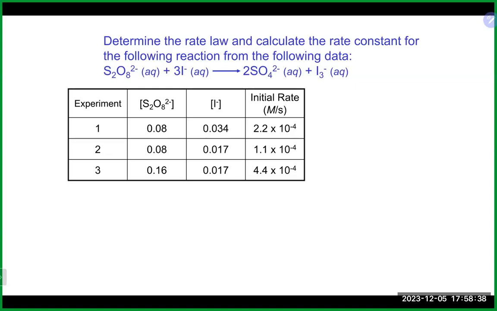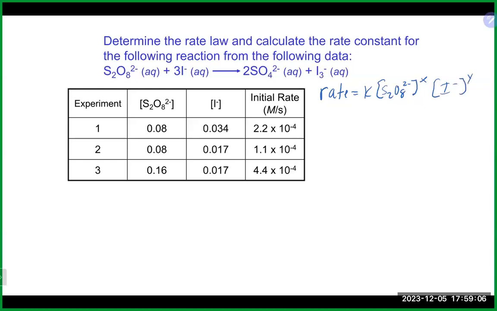Okay, so let's take a look. So again, when you have a table like this, you pretty much need to use the table to figure out the orders of each reactant first. And then once you have that, you can figure out the value of the rate constant. You could start with a generic rate law for this. The rate in this case would equal k times our first reactant here to the x, and our second reactant here to the y.